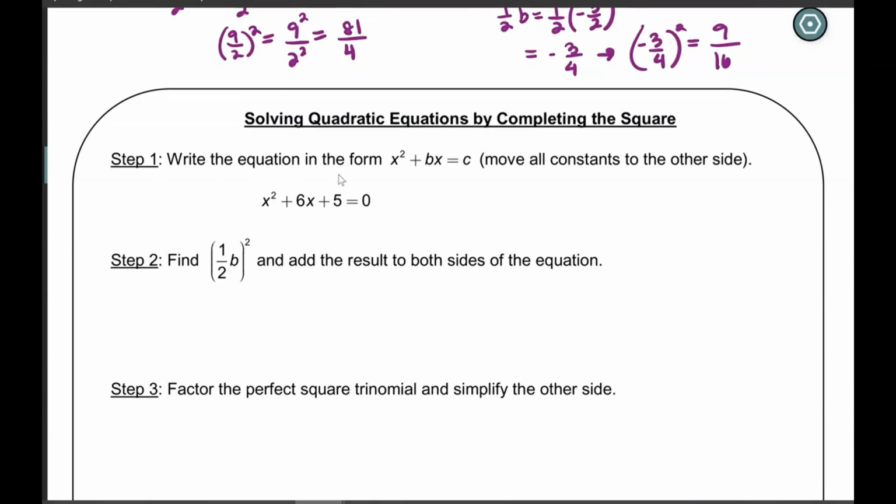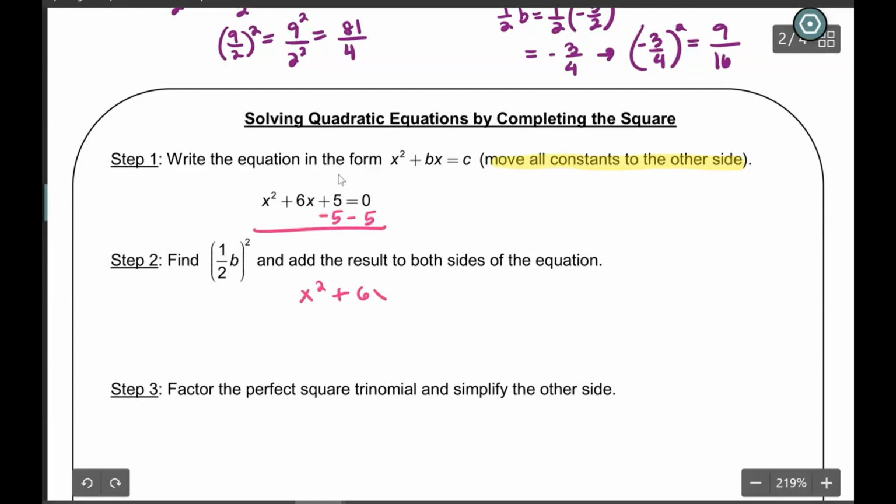First thing we want to do is write the equation in the form x squared plus bx equals c. In other words, we want to move all constants to the other side. So if I have x squared plus 6x plus 5 equals 0, I want to just have the x squared plus 6x on the left side. So I'm going to subtract 5 from both sides. So I'm going to have x squared plus 6x equals negative 5.